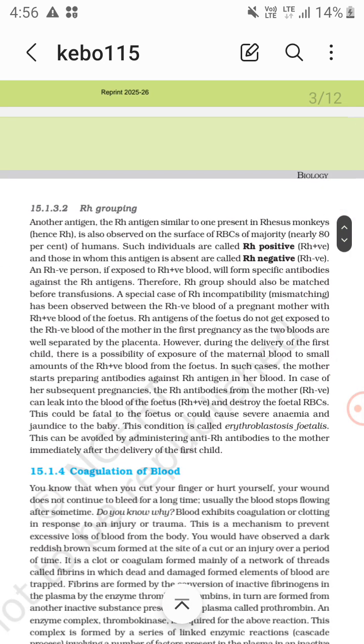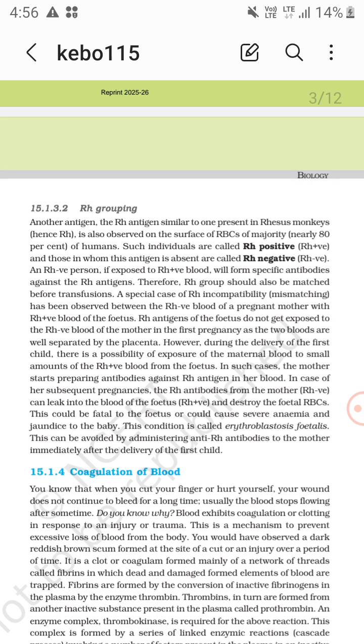Now RH grouping. Another antigen, the RH antigen, is similar to one present in the rhesus monkey. Hence RH is also observed on the surface of RBCs of the majority, nearly 80% of humans. Such individuals are called RH positive. So in 80% of humans we find there is an RH antigen. Those in which this antigen is absent are called RH negative.